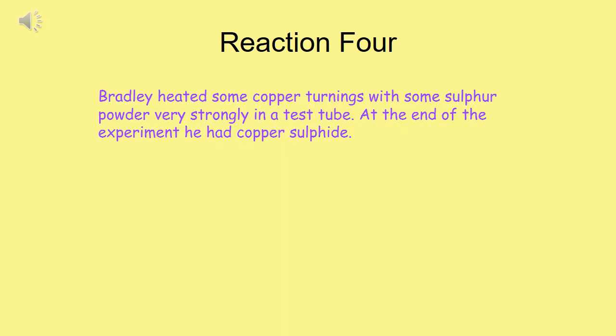Reaction 4. Bradley heated some copper turnings with some sulphur powder very strongly in a test tube. At the end of the experiment, he had copper sulfide. Pause the video, try to write the word equation.